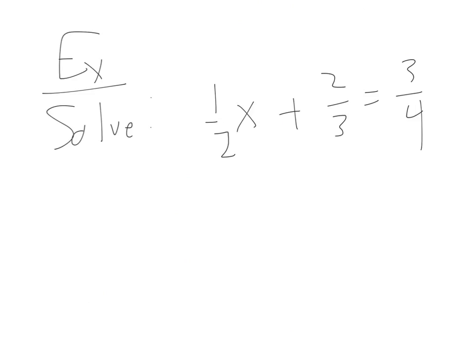Alright, here's another one you can do. Solve 1/2 x plus 2/3 equals 3/4. Because I know how much all students love fractions. Now what you could do is just get everything into a common denominator. The lowest common multiple of 2, 3, and 4 is 12, so you just multiply everything by 12.